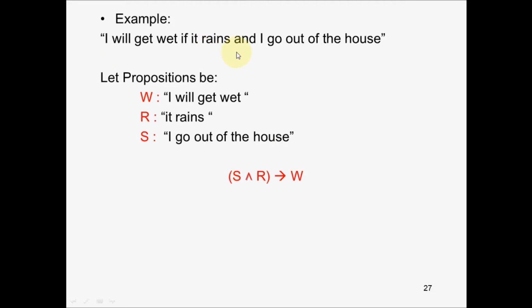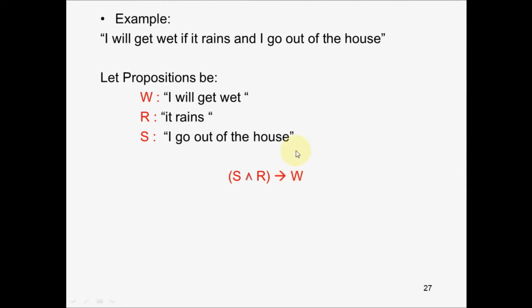So this entire English sentence, higher level representation, can be converted to equivalent internal representation using propositional algebra, that is this. So let us read it again. Now S means I go out of the house. So if I go out of the house, and means connective conjunction, and it rains, that means if I go out of the house and it rains, if both these things are true, implies I will get wet, W.